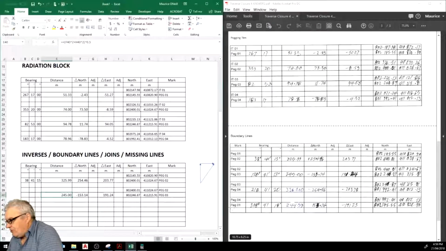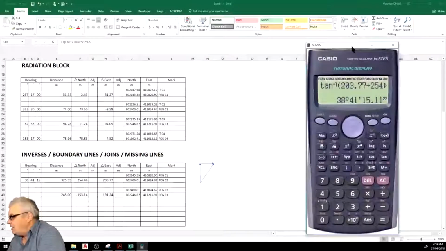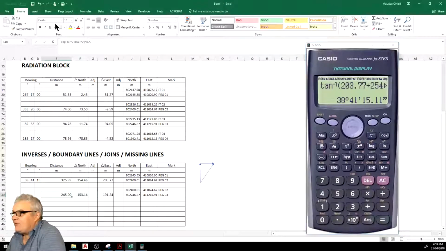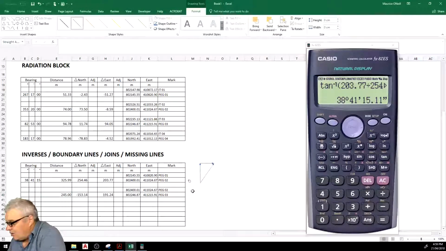Now, 245.00. What is going to be a little bit different is the diagram for this one. So let's blow it all up here, and we'll get our calculator out ready as well. Okay, so right. This time we're going to go south 153. So that's insert shapes. South 153, so I'll put it maybe here. Oh, that didn't. Okay, we want to go there like that.